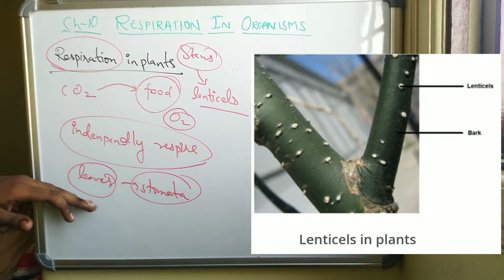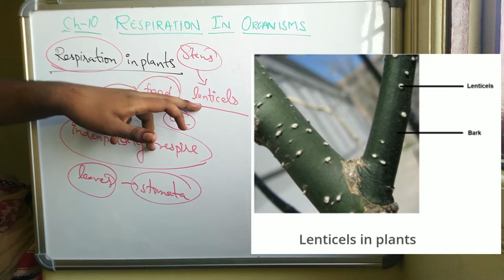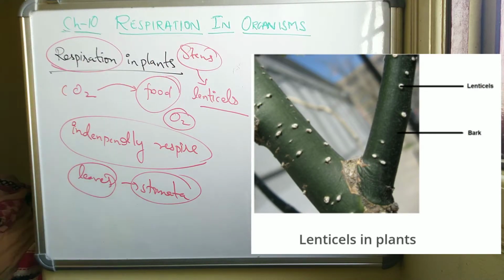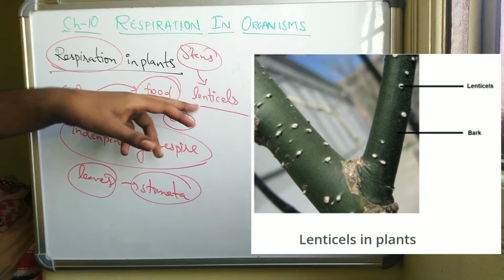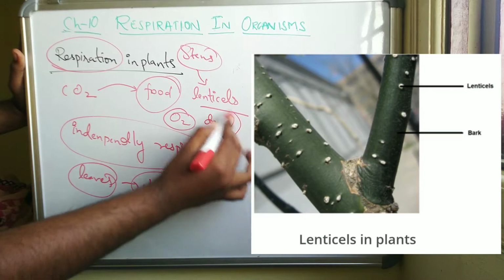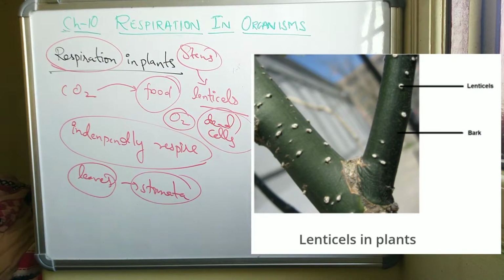So this happens: stomata in leaves, and lenticels, which are special tissues present on the stems of woody plants. They exist in the form of dead cells on woody plants, or we can say the woody stem.